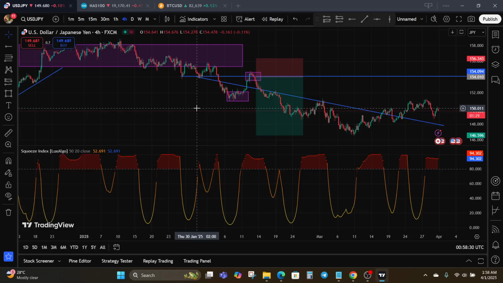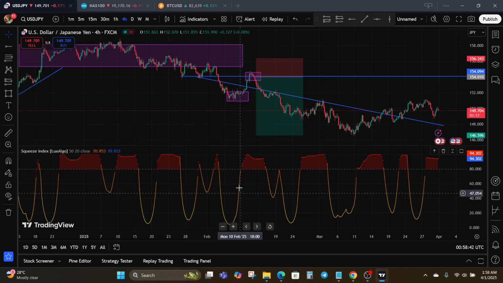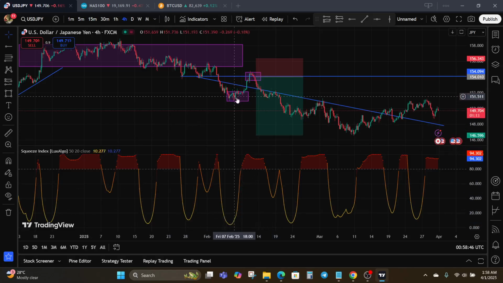Basically, if you want to make use of this strategy, after you have already added the squeeze index indicator to your chart, just identify when the indicator is showing a squeeze phase, which is a phase of low volatility, right? When the indicator is down, then you look for breakout confirmation. As soon as the indicator spikes, just know that it's time to act.